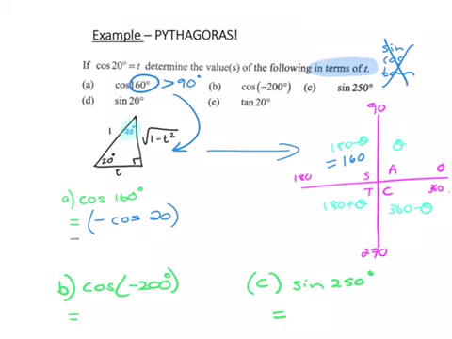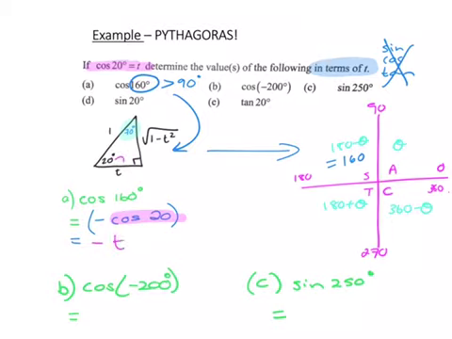Alright, so now wherever you see a cos 20, even just from the question, they said cos 20 is t. So wherever I see a cos 20, I can replace it with a t. So in this case, I'm going to have a negative t. Otherwise, you could have gone to your triangle.